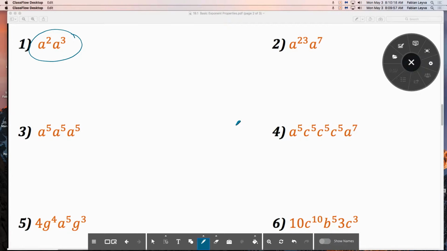Now, this is what's absolutely key. You need to understand the rules of exponents to understand how to simplify this. So let's look at this a. How many times am I multiplying a according to this exponent?